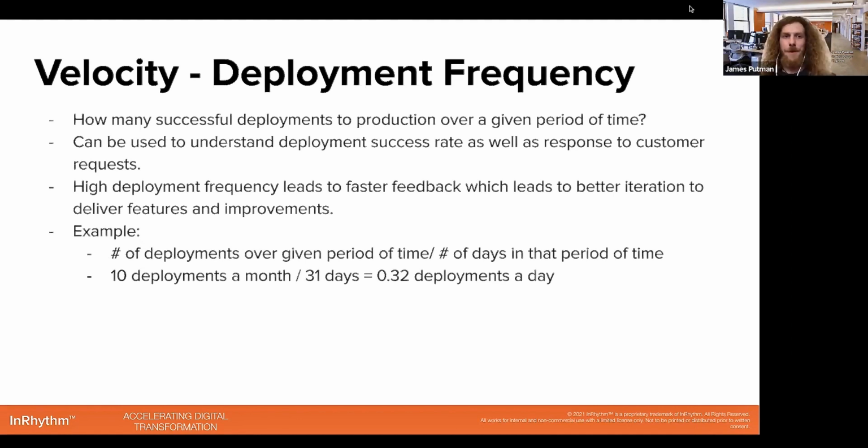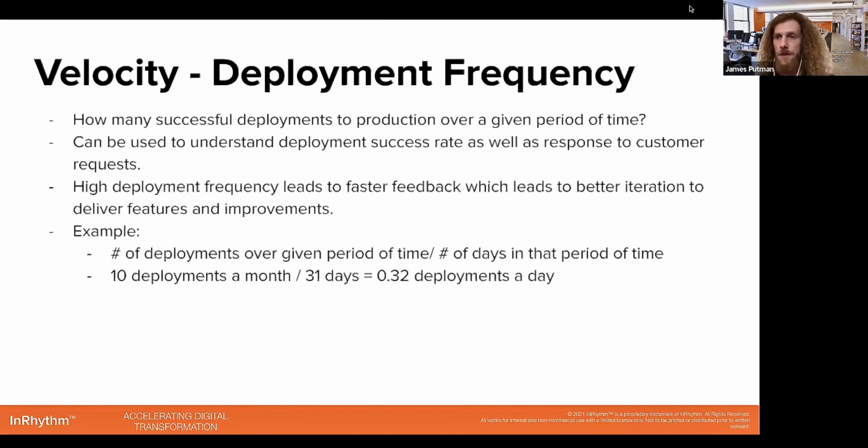All right, deployment frequency. Like I was talking about prior, this really measures how many successful deployments you have over a given period of time. So this can be daily, over a week, or over a month, it really depends on what your team is set up to do. It can be used to understand deployment success rate as well as response to customer requests. So say a customer wants a new feature out, can you comfortably as a company provide that to your customer? How often can you release new updates to production for that customer?